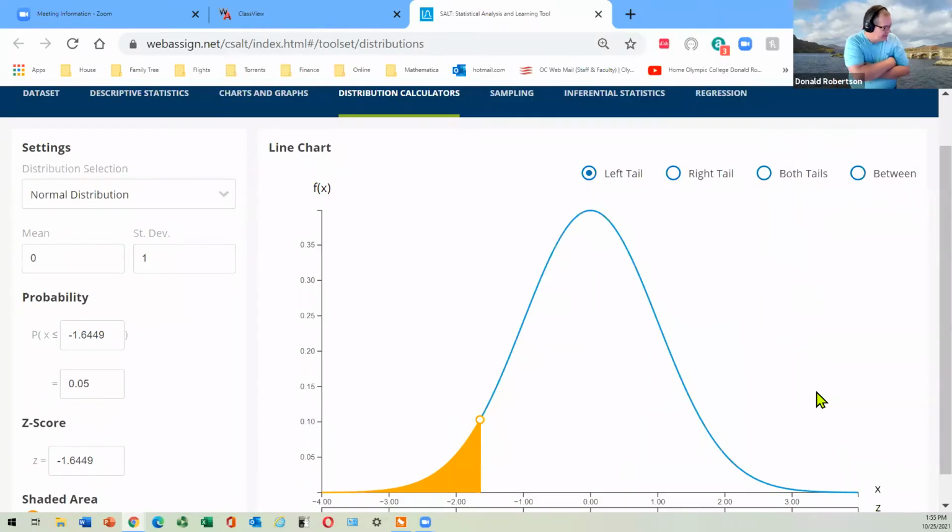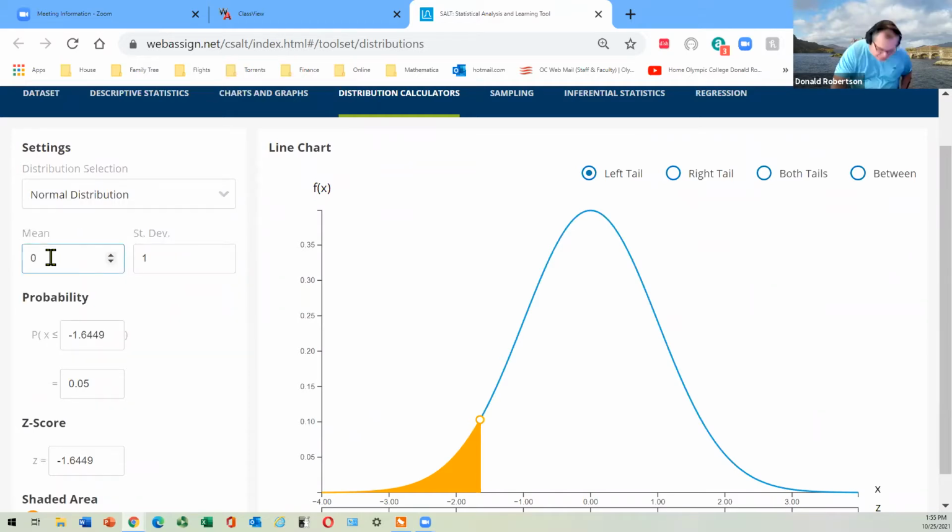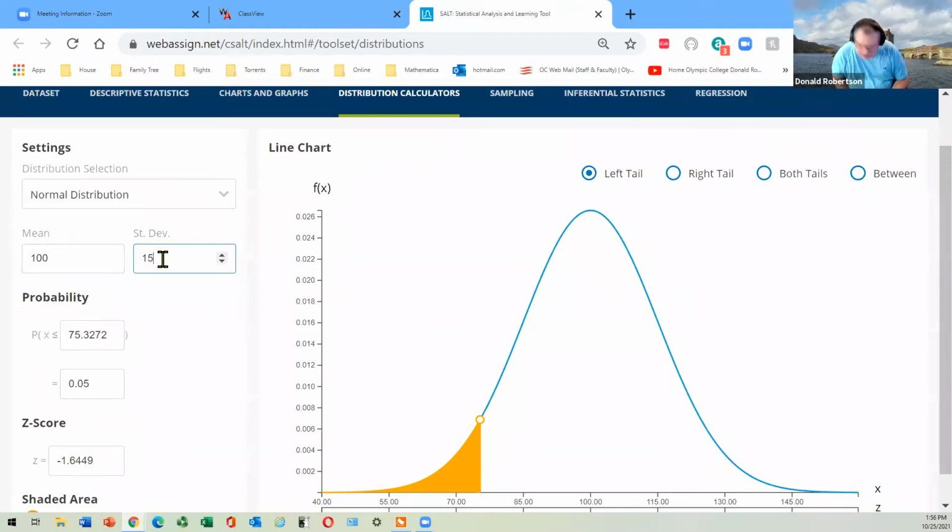Can you see the heading? It's under distribution calculations. So make sure you're there and you'll see a picture that looks like this. Depends on what your last question was. Here, make sure it's a normal distribution. Put in the mean. In this case, the mean is 100. Put in the standard deviation. In this case, it's 15. And the first question I wanted was X greater than or equal to 120. I wanted to know IQs bigger than 120.